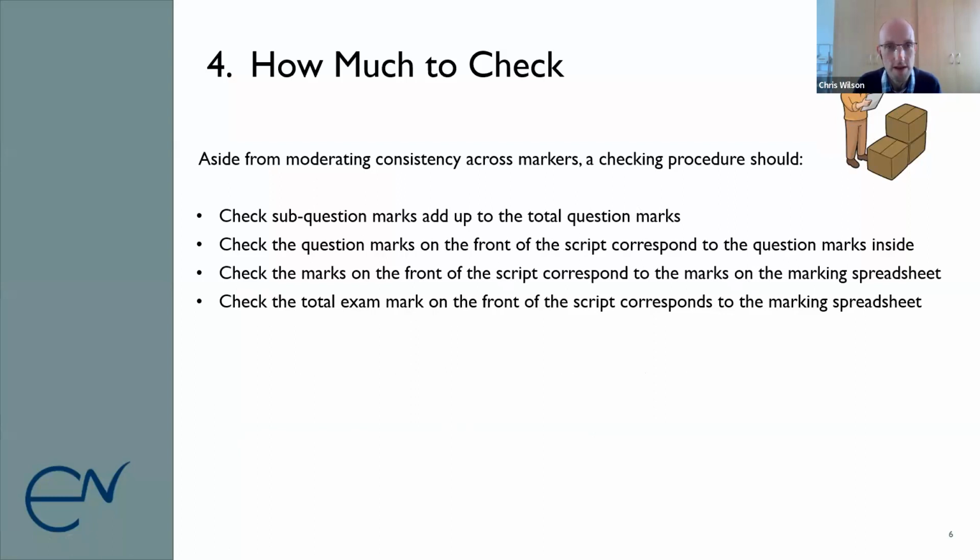So I think somewhere along the line, we've got to check that all those sub-question marks correctly add up to the total question mark. I've got to check that the question marks on the front of the script on that summary page correspond to what's actually inside the script. I've got to check that the marks on the front of the script equally correspond to my spreadsheet. And I've got to finally check that the exam mark, total, final mark on the front of the script corresponds to the spreadsheet.